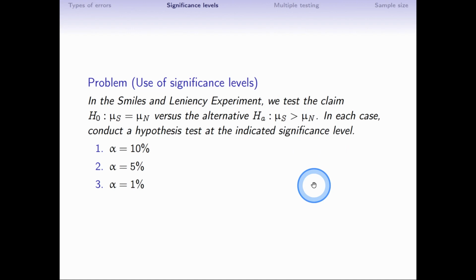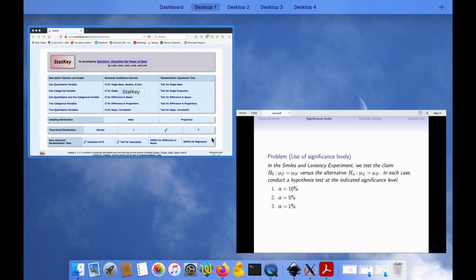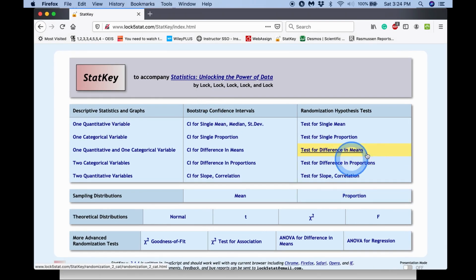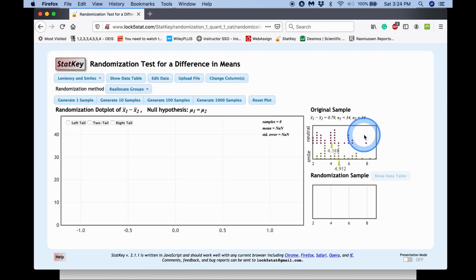And what we're going to do is go and look at the data, but we're going to conduct a hypothesis test at the 10%, then the 5%, and then the 1% significance levels. And we're going to see how our results change as we lower our significance level from 10 to 5 to 1. So let's take a look at the data. We're doing a randomization hypothesis test for a difference in means, and the leniency and smiles experiment, the data for that experiment is automatically loaded into StatKey.